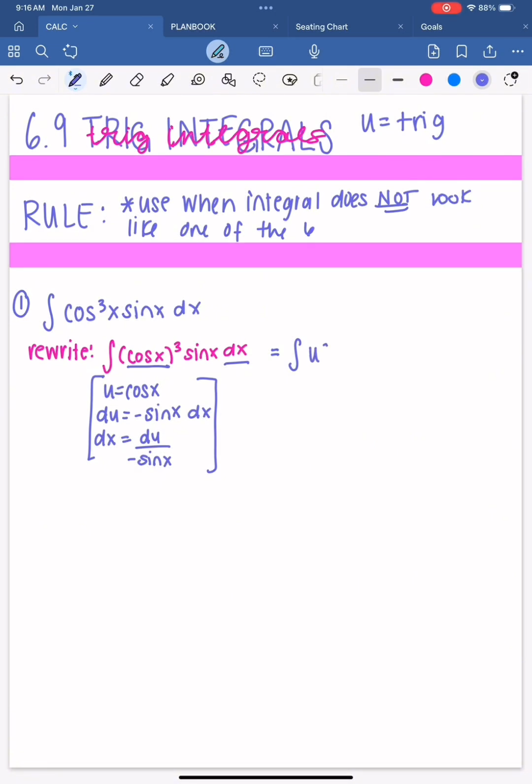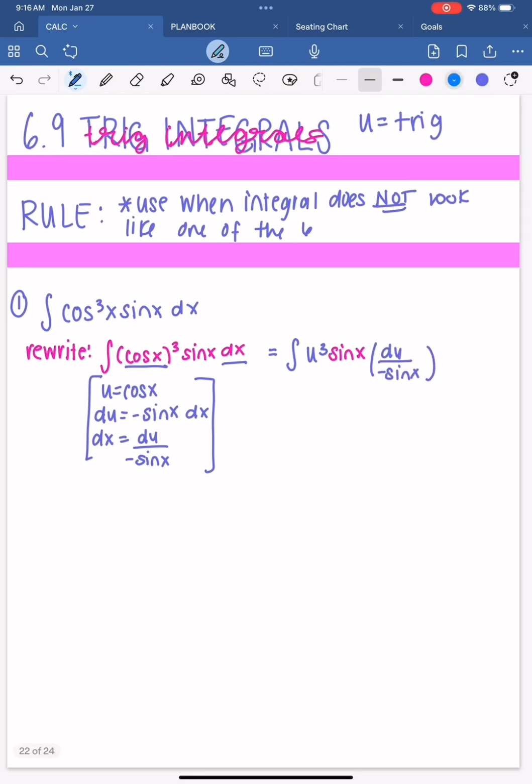So we're going to have u cubed. We do not touch the sine x, it's not underlined. And then we're going to replace dx with du over sine x. Okay, sorry, du over negative sine x, whoopsie daisy. Let's cross out those sine x's. Let's bring that negative in front.